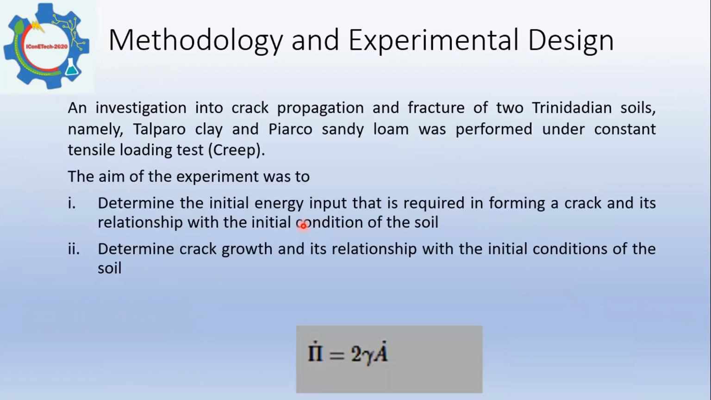But our focus this evening is on crack growth under constant tensile loading. And to do this, the velocity component will be constant, thereby the acceleration component tends to 0, and the equation becomes pi dot is equal to 2 gamma A dot. Our aim is to determine the initial energy that is required to form the crack and the relationship with the initial condition of the soil. Further, we want to determine the crack growth and its relationship with the initial condition of the soil.